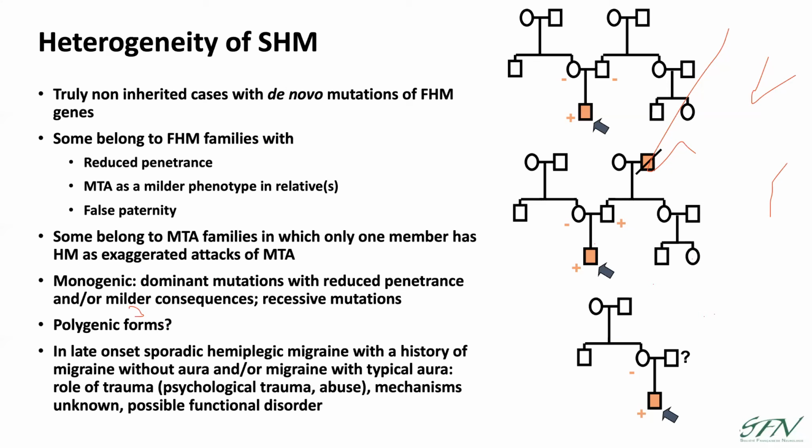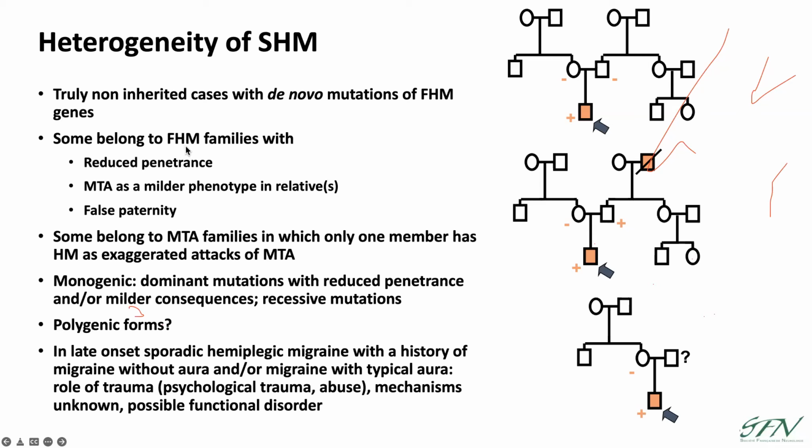Some cases are truly non-inherited cases where the mutation appears de novo in the patient. This is represented here. You have the mother without any mutation, the father without any mutation, and here the boy is mutated because at early stages of development, a mutation appeared. And then this mutation will possibly be transmitted to half of his offspring.